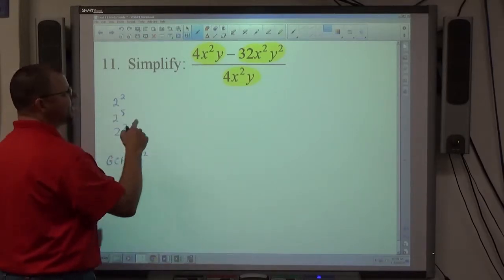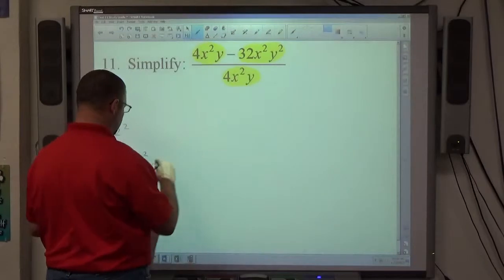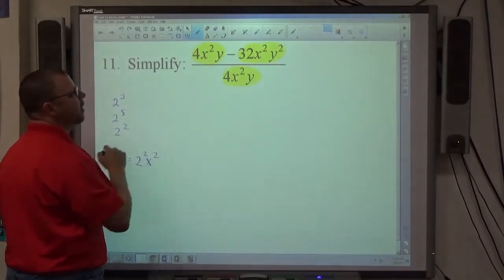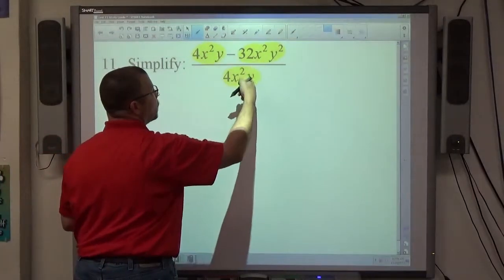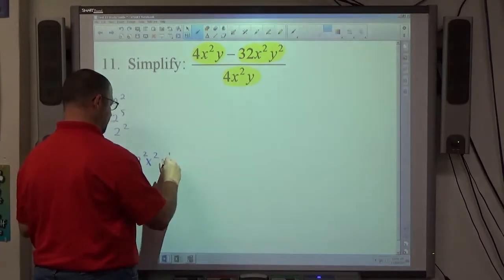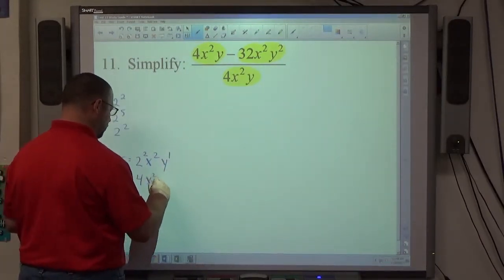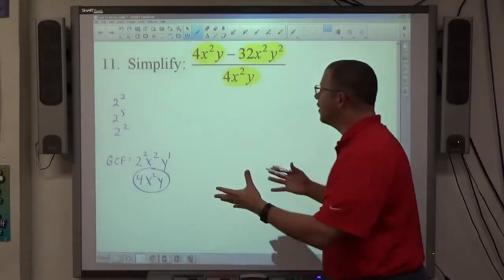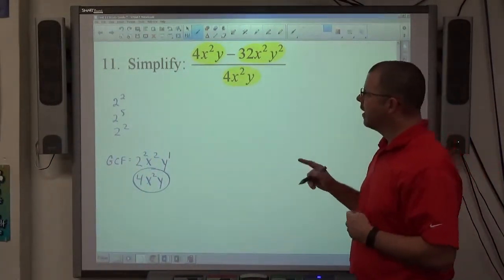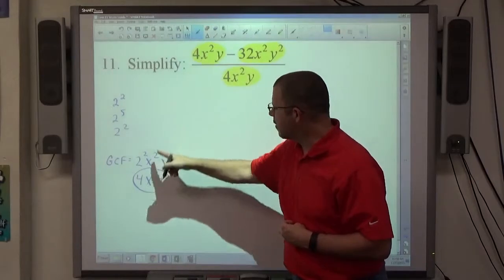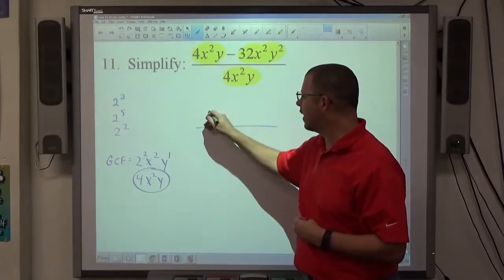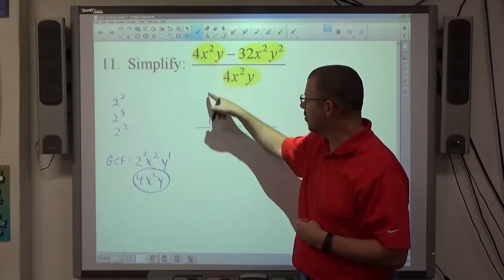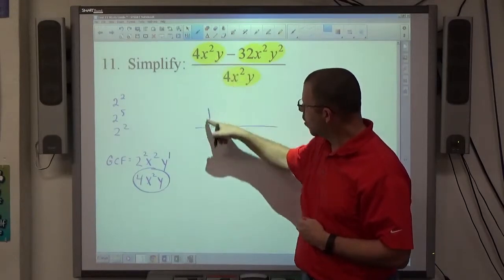Looking at the x's, x squared, x squared, x squared, obviously it's x squared. Looking at the y's, y squared, y, we got y to the 1st. So 4x squared y is what I can take out of each of these. So, this is again a division. If I do 4x squared y divided by 4x squared y, I get 1, and it's a necessary 1, because that's a term I need to make a term.